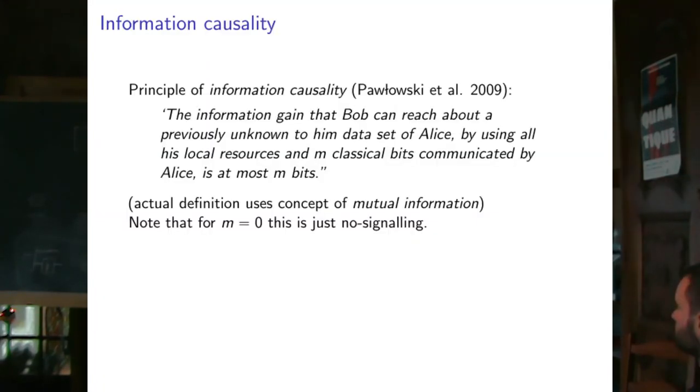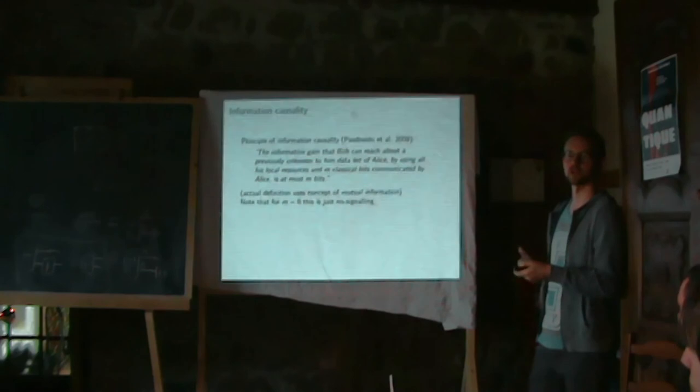The actual formal definition uses the concept of mutual information, okay, which is a bit hard to define. And I want to note that if you take n as zero, this is just the principle of no signaling, that you can't get free information from the other side, which would break causality. So this is a stronger version of saying that we have causality between parties.